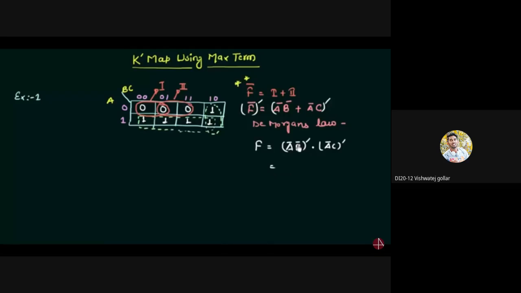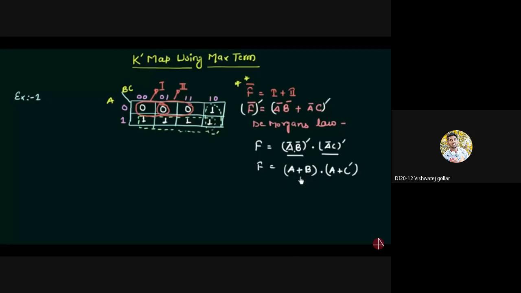Now we have to use De Morgan's law again for this one and this one. So it will give us A. This AND operator will change to OR, and this complement B will be B. And this A complement will be A, the AND will change to OR, and the C will change to C complement. And this is your F.